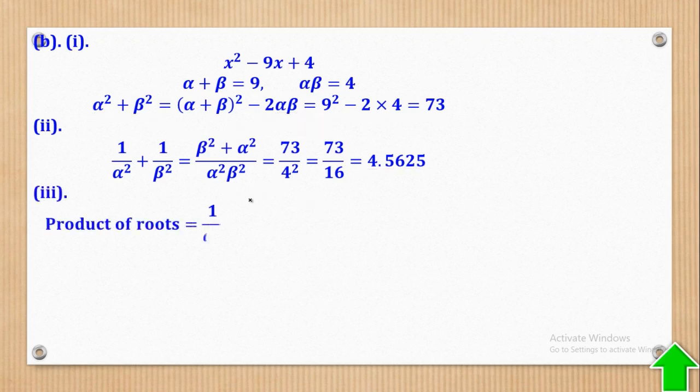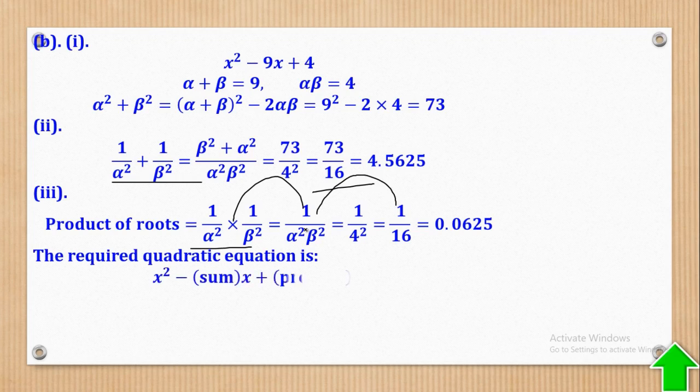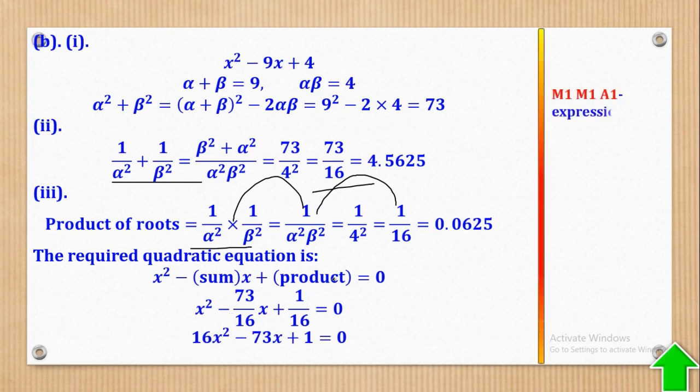Then Roman 3, the quadratic equation. Before you get the equation, you have to get the product of roots. We already know the sum of roots, which is this, but the product of roots you have to get. So the product of roots is 1 over alpha squared beta squared, which gives you 1 over 16. Then from there, I can now quote the formula for the quadratic equation. Then I substitute sum and product. Then I can multiply throughout by the LCM. So basically that is what they wanted.